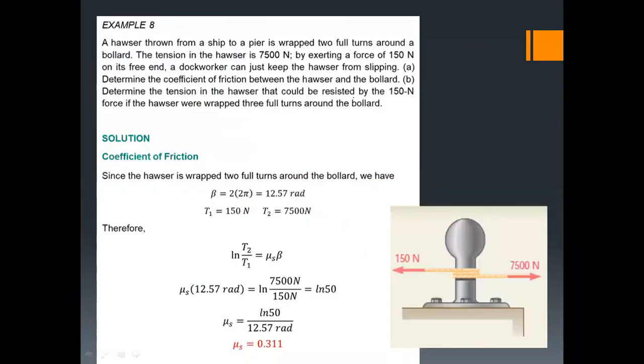Okay, so we have an example here, no: a hawser thrown from a ship to a pier is wrapped two full turns around a bollard. So, ito yon, no? So, meron kang tali dito, may tension dito. So, nagpupul ka ng dalawang tension. So, the tension in the hawser is 7,500 Newton. No? So, by exerting a force of 150 Newton on its free end, a dock worker can just keep the hawser from slipping. So, determine the coefficient of friction between the hawser and the bollard.